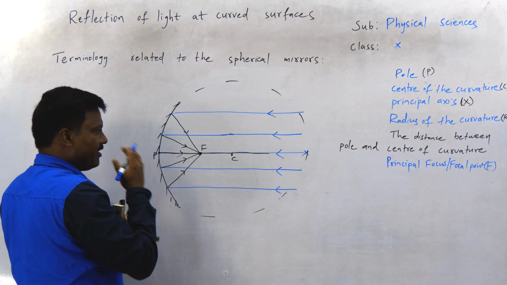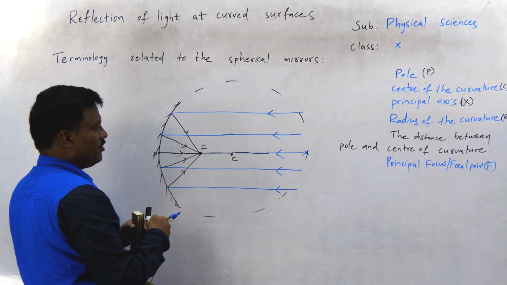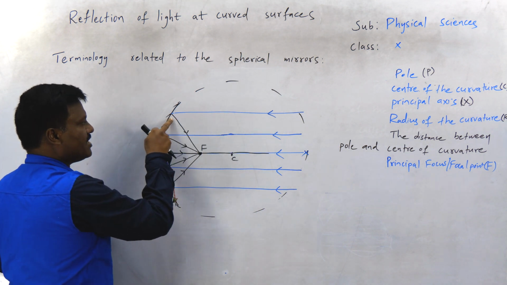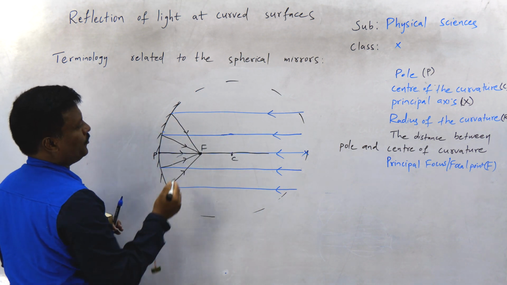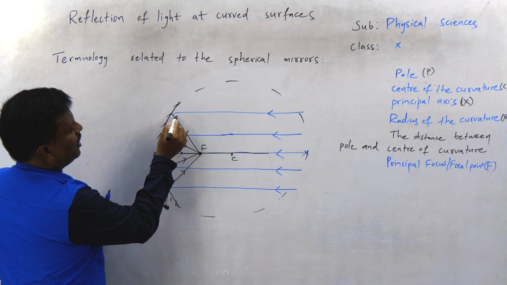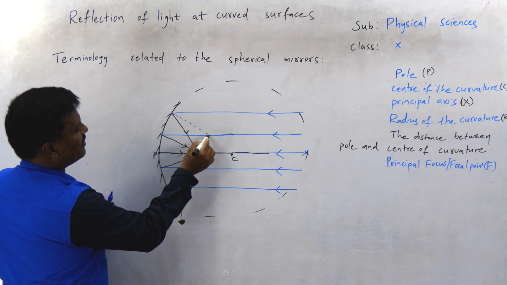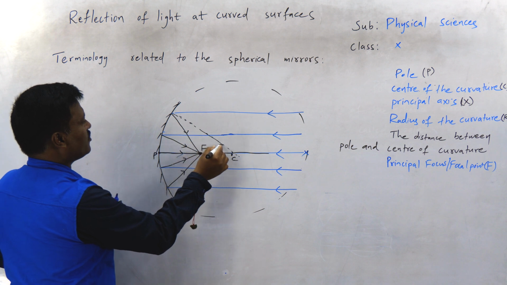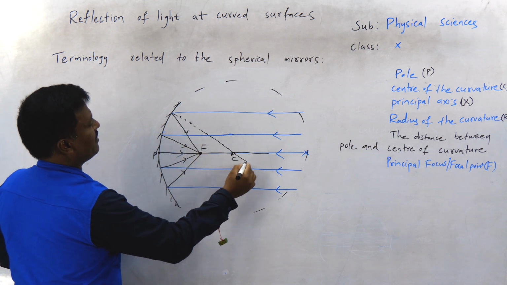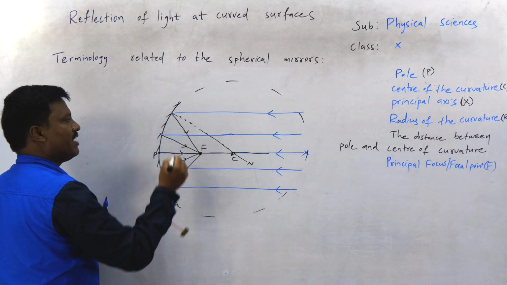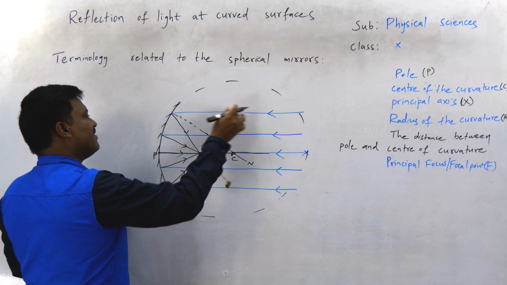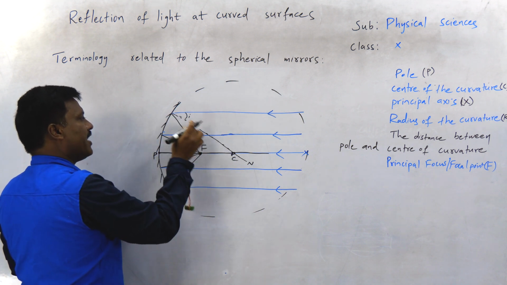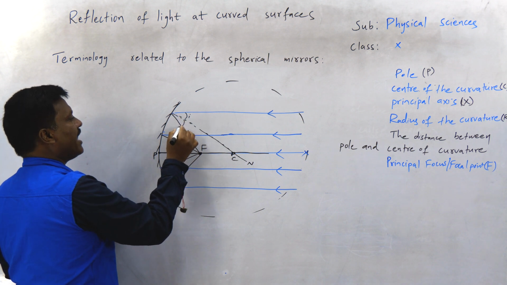See here, I want to tell you an important thing. This is the incident ray, this is the reflected ray. Now we are going to understand the laws of reflection further. Now I am going to draw the normal. The normal always passes through the center of curvature. This is the normal. When I draw the normal, the angle between the incident ray and the normal is called the angle of incidence. The angle between the normal and the reflected ray is called the angle of reflection.